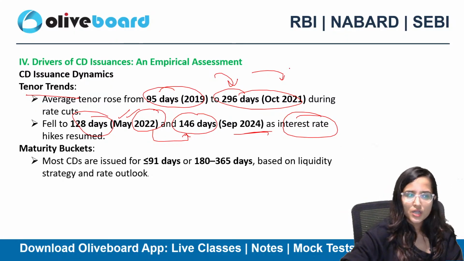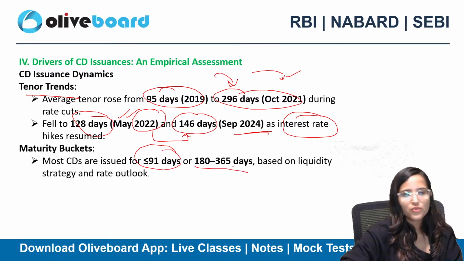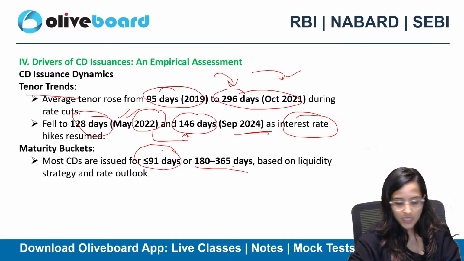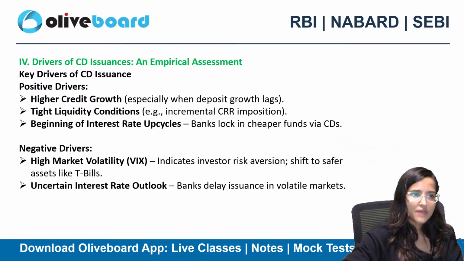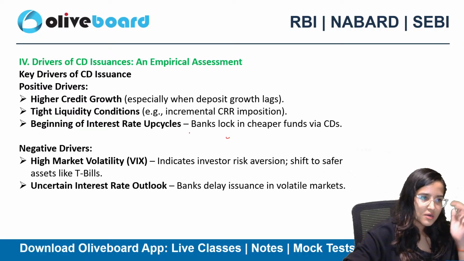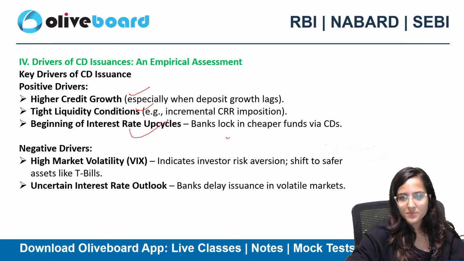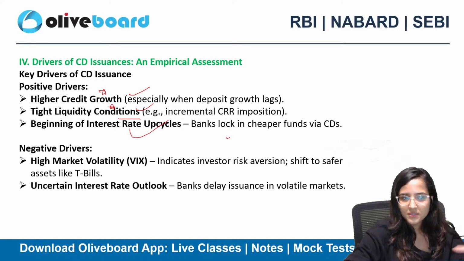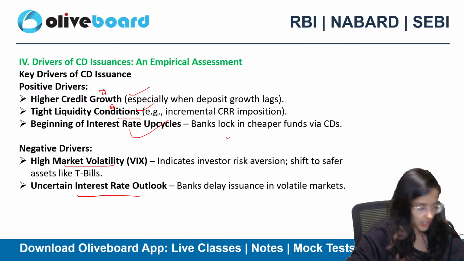And most certificate of deposits are issued for less than or equal to 91 days or 180 to 365 days, based on the liquidity conditions and the liquidity strategy at that point of time. Fine. And the positive drivers for CD issuances are basically higher credit growth, tight liquidity conditions, beginning of interest rate up cycles. So credit growth is increasing, liquidity conditions tightening, beginning of interest rate up cycles. Negative drivers are high market volatility and uncertain interest rate outlook.